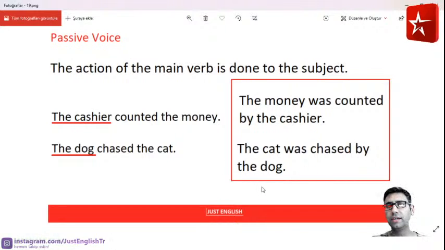So here, that action of the verb is done to the subject. Okay, here's the subject, and here's the verb, and it is applied, it is done to the subject.